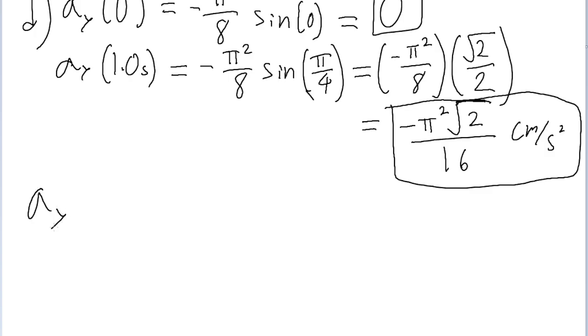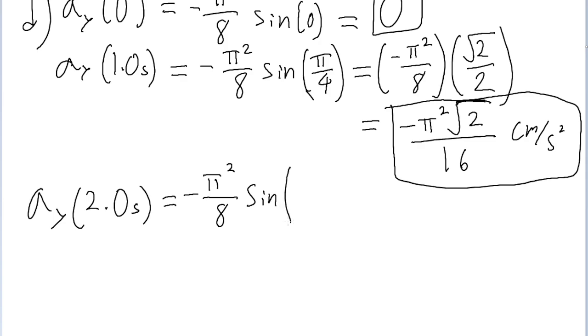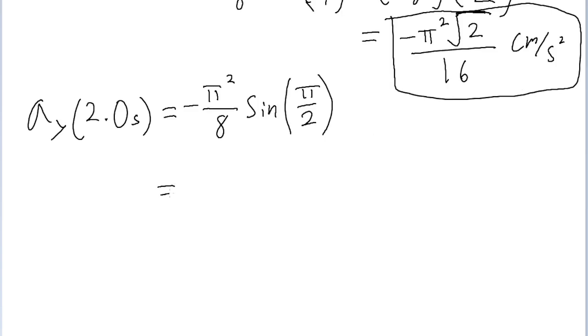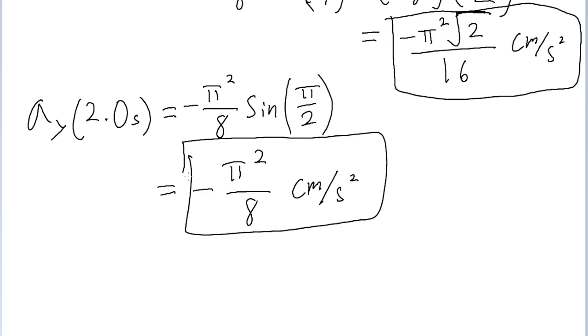And finally, we want to find the acceleration at t equals 2 seconds. So again, negative pi squared over 8 multiplied by the sine of pi t over 4. So putting in 2 for t, that's 2 pi over 4, which just simplifies to pi over 2. And using trig knowledge, the sine of pi over 2 is just 1. This is just negative pi squared divided by 8 centimeters per second squared. That is the answer to our final part of part D, and that is the answer to this problem. That is it for this problem.